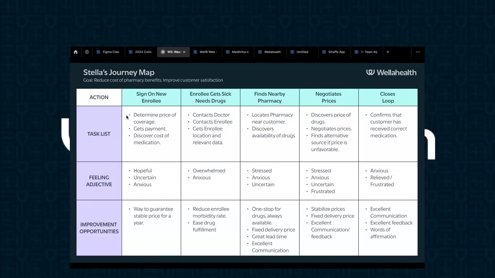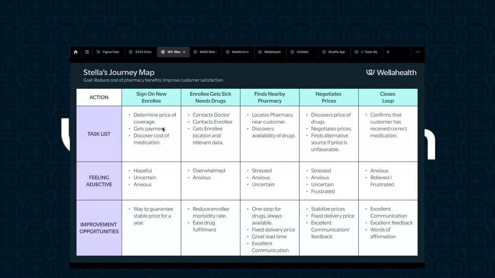Now, these are the small tasks that are involved in signing on a new enrollee. So in signing on a new enrollee, she needs to determine the price of coverage for that enrollee, and get payment, find a way to get payment, right?